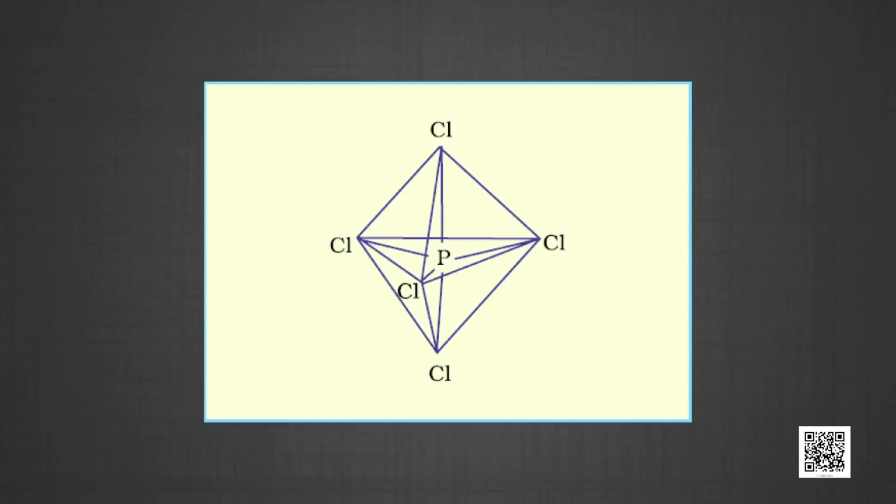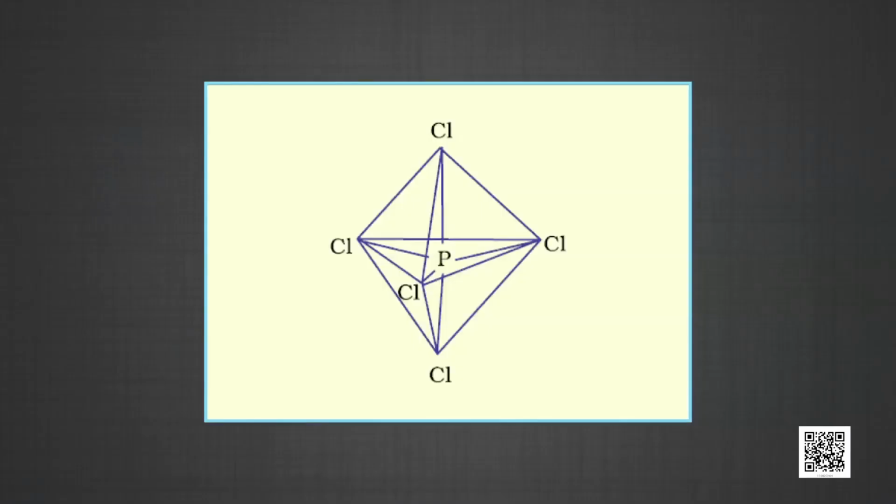Now, the 5 orbitals, that is 1s, 3p and 1d orbital, are available for hybridization to yield a set of 5 sp3d hybrid orbitals which are directed towards the 5 corners of a trigonal bipyramid as depicted in the figure. The figure shows you the trigonal bipyramidal geometry of the PCl5 molecule. It should be noted that all the bond angles in the trigonal bipyramidal geometry are not equivalent.